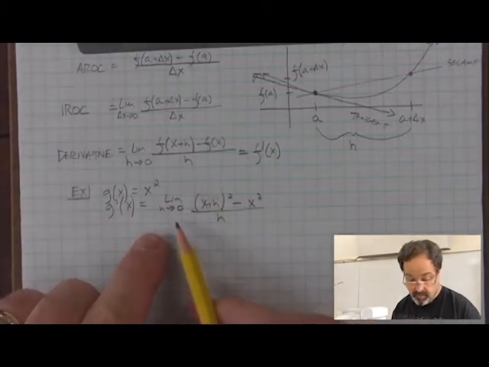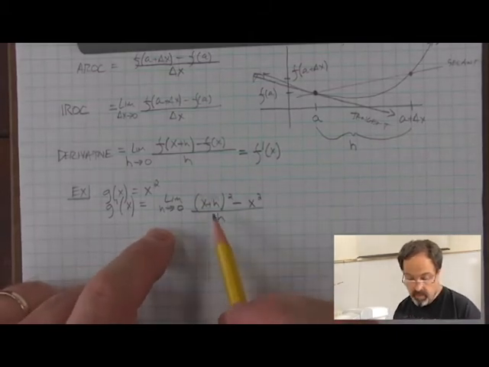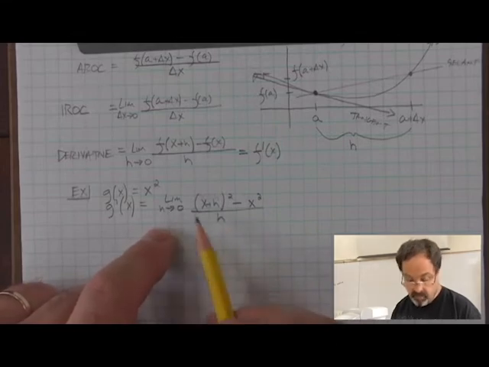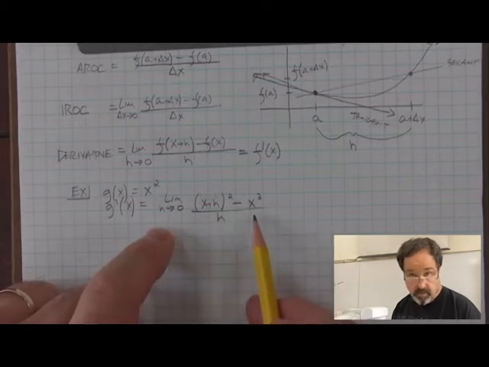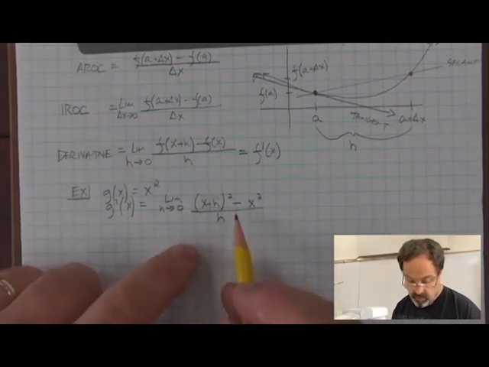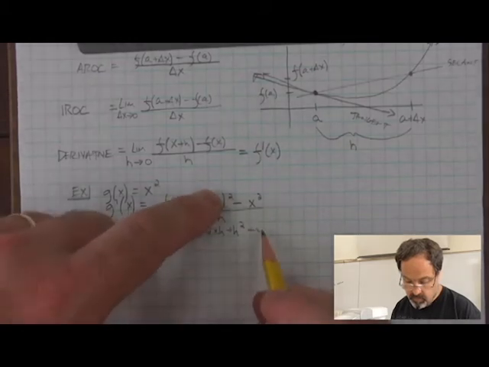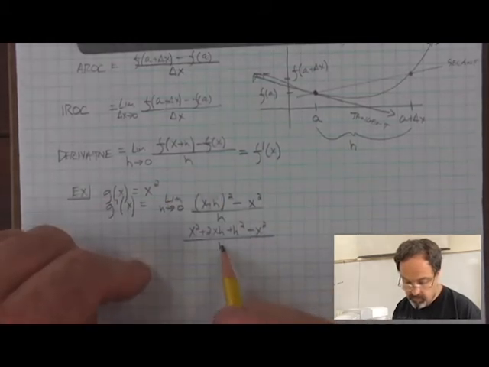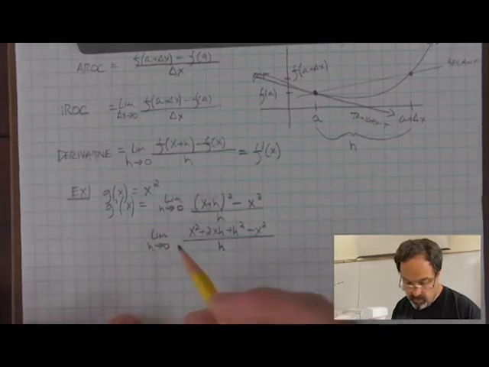Now, if we're going to process this and get a function in simplified form, we can't take the limit immediately because it will cause a division by zero error. So I need to manipulate this algebraically, and so what I'm going to do is square this and combine like terms, and then we'll attempt to take the limit. Squaring x plus h is x squared plus 2xh plus h squared. Continuing on, minus x squared all over h, and we're still taking the limit as h goes to 0.